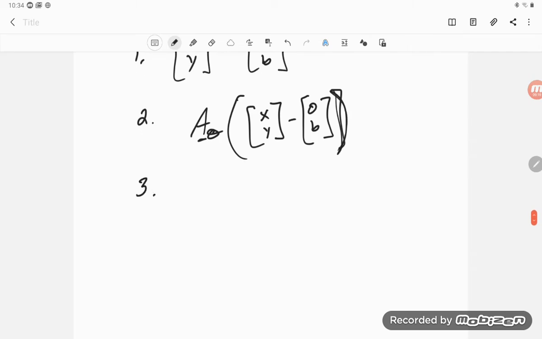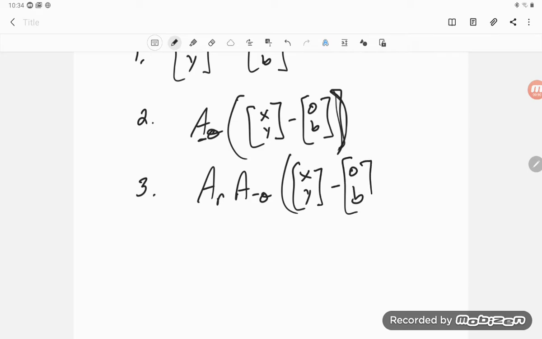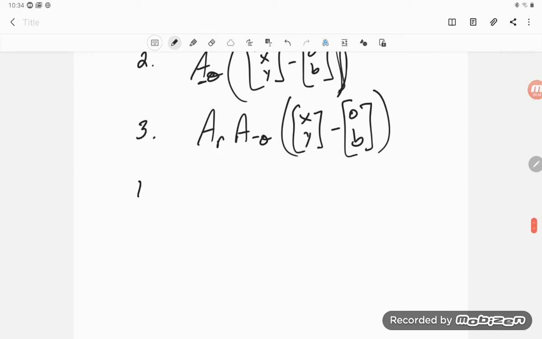Then 3 was the reflection part, and so we'll call that A sub r. So I multiply that answer, A sub r, A sub negative theta, all times my xy minus 0b. And then undo the rotation. So I get my A theta, A r, A minus theta.